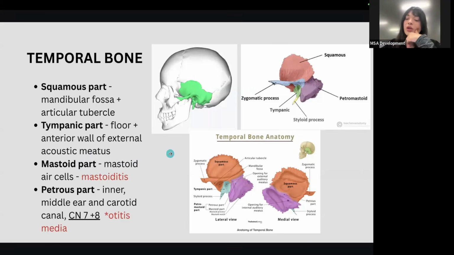Then you have the petrous part, which is just over here, as you can see, right behind the mastoid part, and it is a very hard bone because it protects the inner and middle ear, and also it contains the carotid canal and carries the cranial nerves 7 and 8. So you have the facial nerve and the vestibulocochlear nerve.